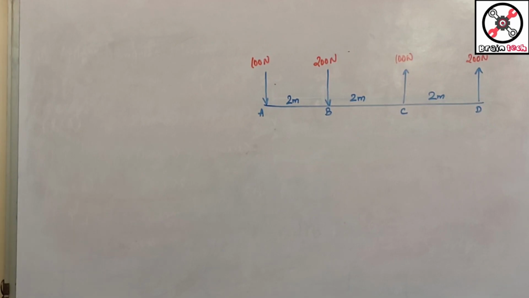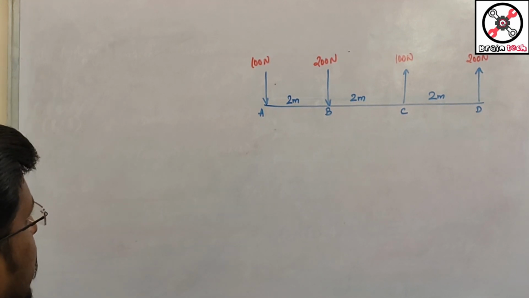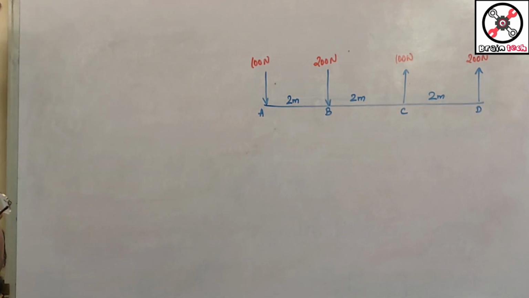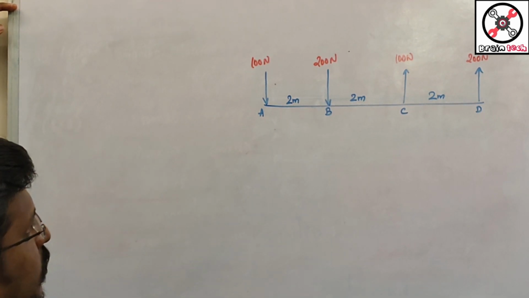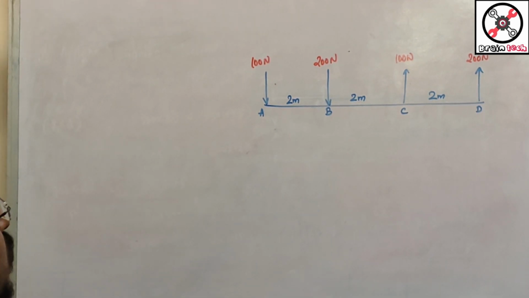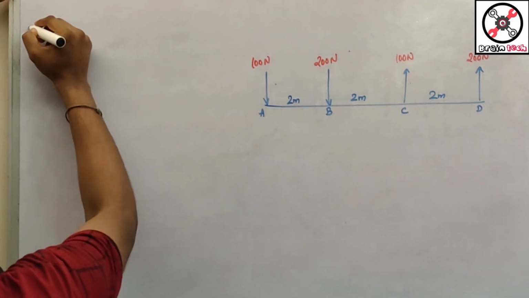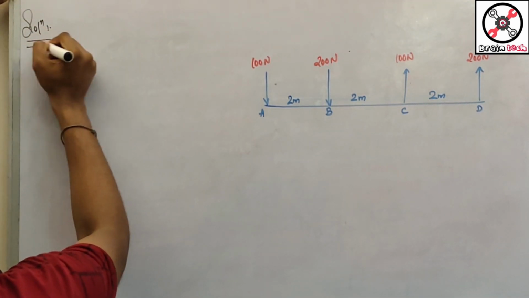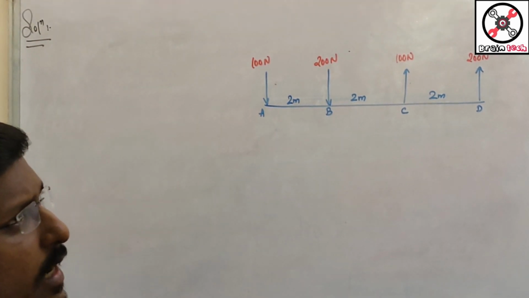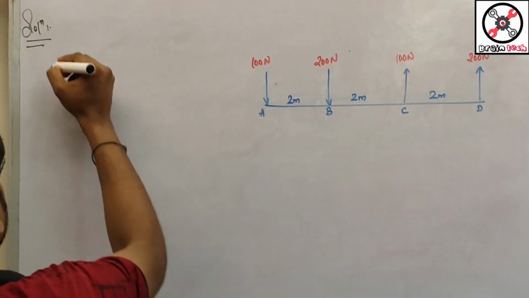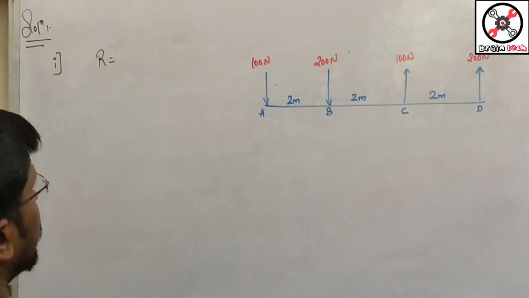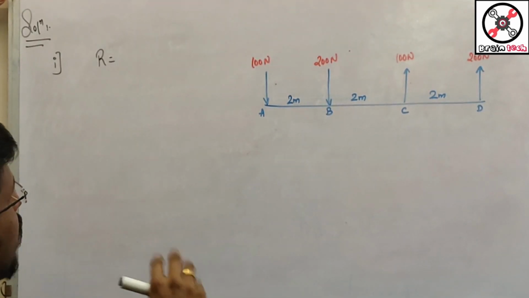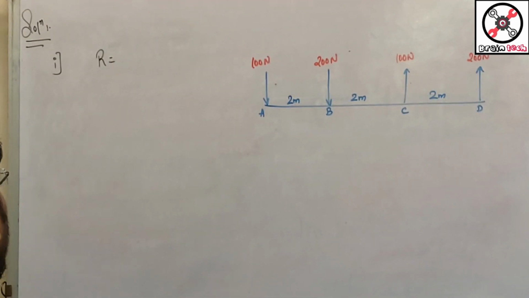So the next sum: the diagram is shown and the question says determine the resultant of the parallel system of forces about A. Okay, so let's start with the solution. As we know, the question already mentions that it is a parallel system of forces. Now in this first step we need to find the resultant. As we have seen in the previous sum, we have to see whether the forces are vertical or horizontal.